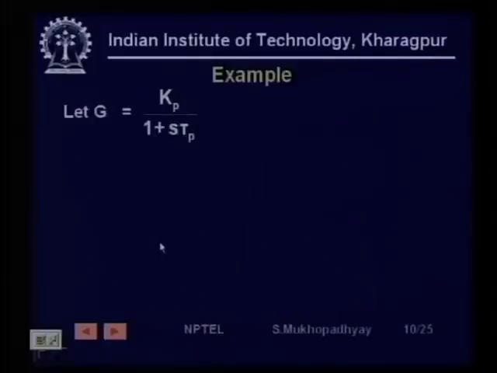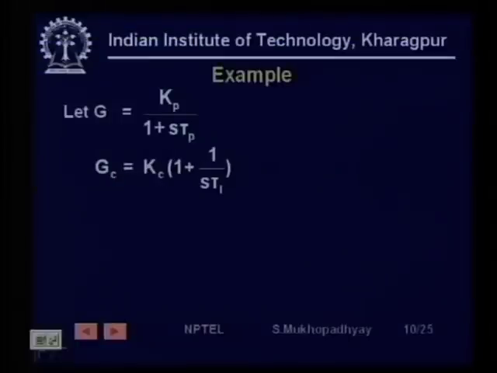So, one example. For example, suppose I have a plant which is Kp by 1 plus s Tp. I am considering very simple examples. If you have more complicated examples, the solution process becomes more complicated and you need numerical procedures for actually solving it out, but in essence the method remains the same. And suppose I am considering a PI controller. I have already selected a PI controller and I want to set the value of Kc and Ti.